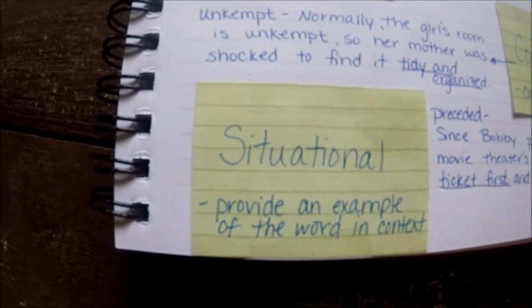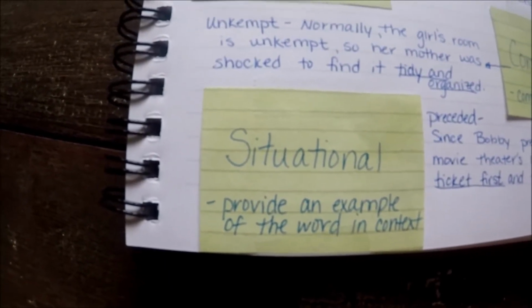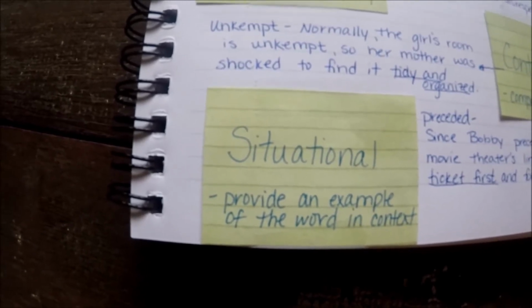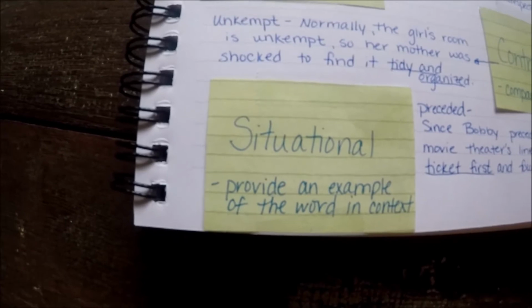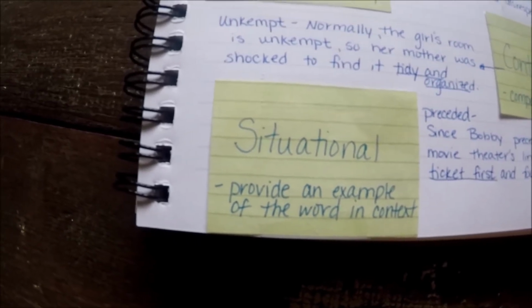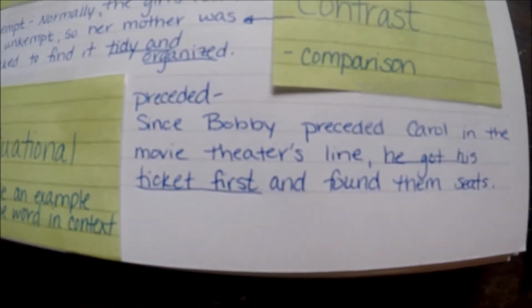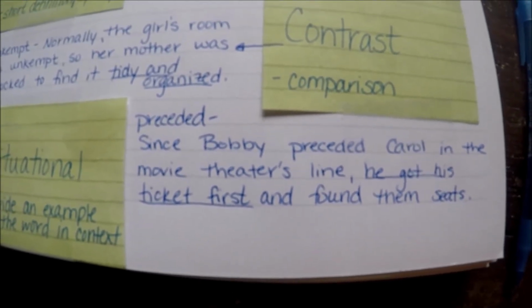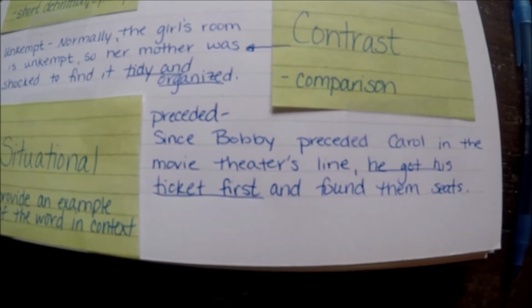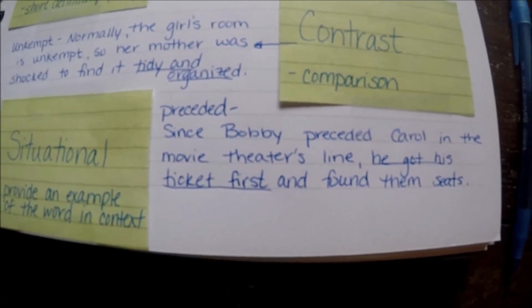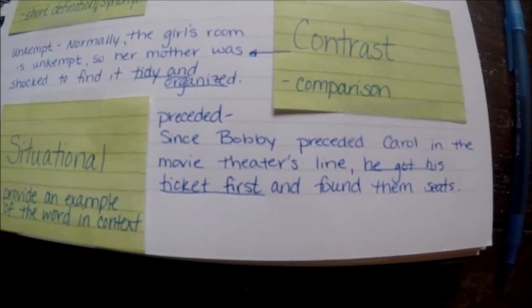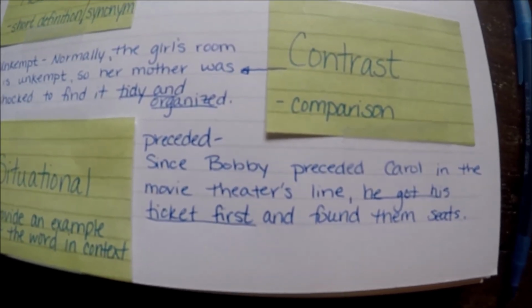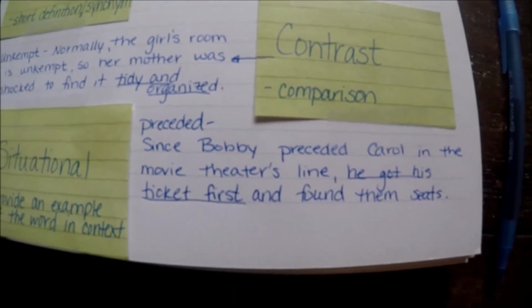The third type of context clue is a situational context clue, and essentially what is done in this one is there is the vocabulary word, and then an example is provided in context so we can figure out what the word means. Here's my sentence. I used the word preceded. Since Bobby preceded Carol in the movie theater's line, he got his ticket first and found them seats. Again, that underlined portion is giving us an idea of where Bobby is in line in relationship to Carol, telling us that the word preceded means to come before.